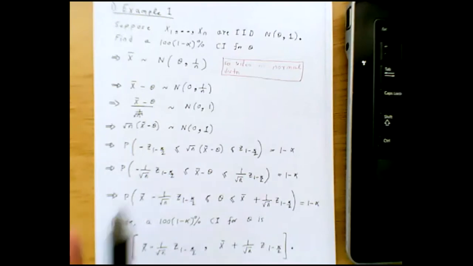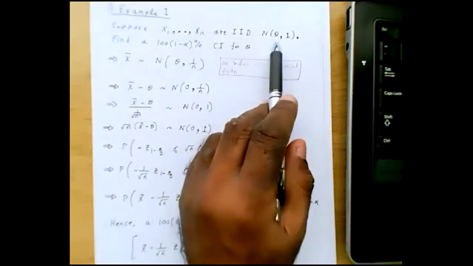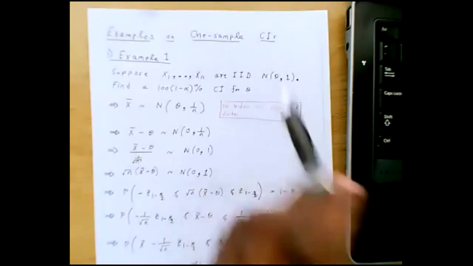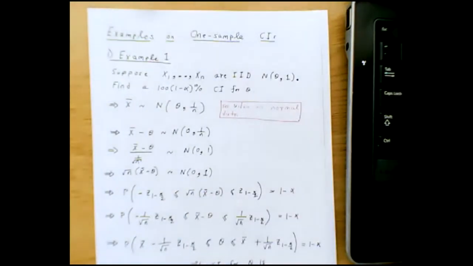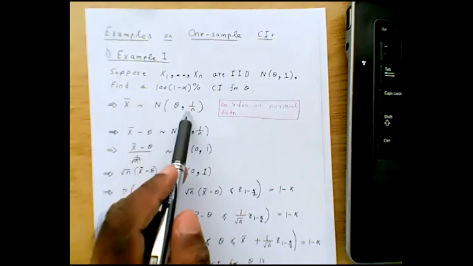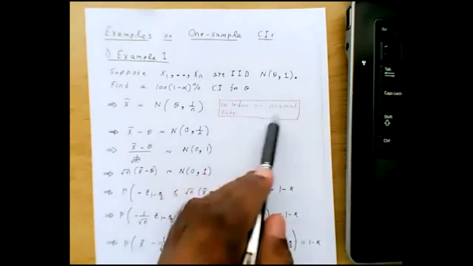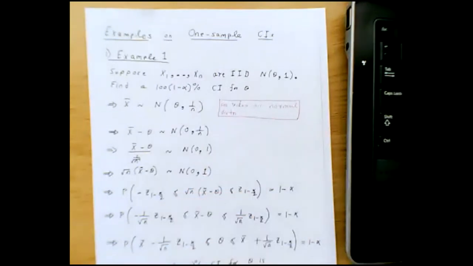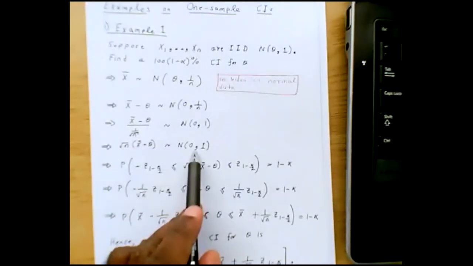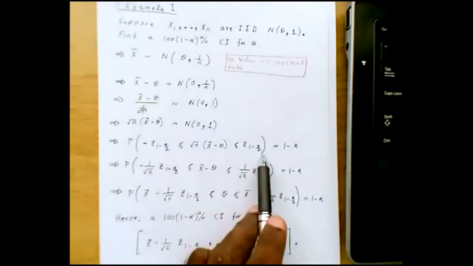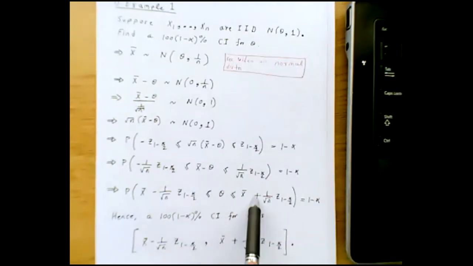So in this example, you have a random sample from a normal with mean theta and variance 1, and we want to find the confidence interval for theta. So I use the fact that the sample mean is distributed like this, which is a property I mentioned in the video on normal distribution. And then it follows from this that this is the case, and so on until you get to this stage. And it follows from this statement that this is the confidence interval for theta.